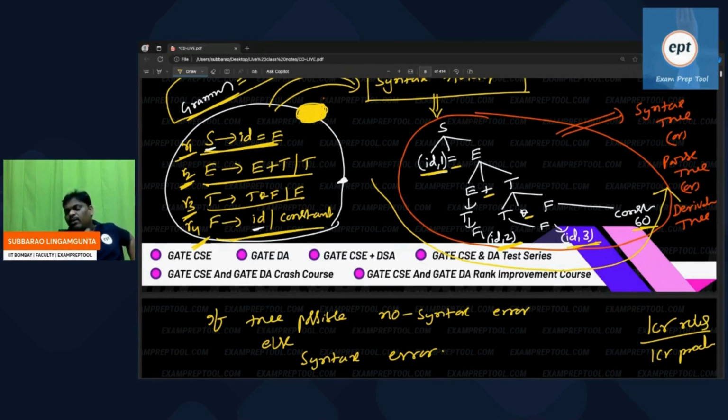If anyone has doubt about how to create the tree, no need to think that much. After today's class is over, I will give one link. In that link there is one lecture. If you study that, it will also be clear. No need to bother.